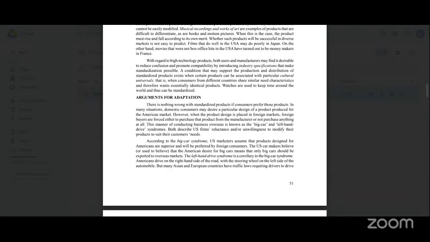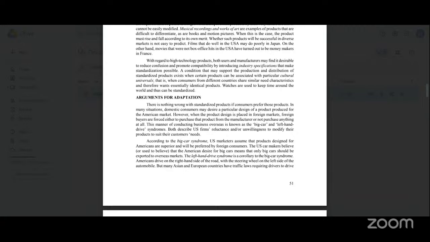So, a condition that may support the production and distribution of standardized products exists when certain products can be associated with particular natural and cultural universals. That is, when consumers from different countries share similar need characteristics and therefore want essentially identical products. Let us take an example of the cricket bat, because it is very popular as a game, not only in India but in many countries as well.